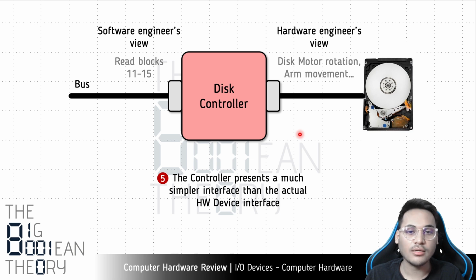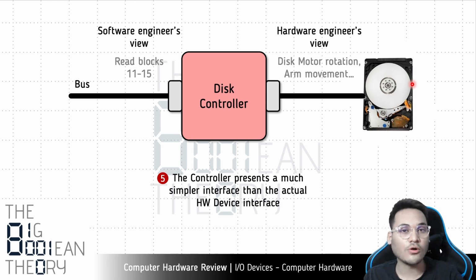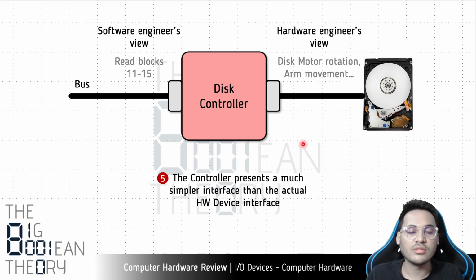The next point is a very important one. It says that the interface that is exposed by the device controller is much simpler than the actual device interface. If you recall the computer stack, there we said that the hardware can be split into two layers. The first is the device, and then there is the device controller. Accordingly, we had two different interfaces. So the point is that the device controller interface is much simpler. Let us understand this point with an example.